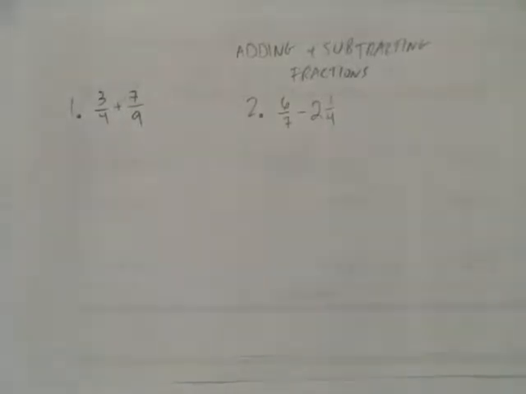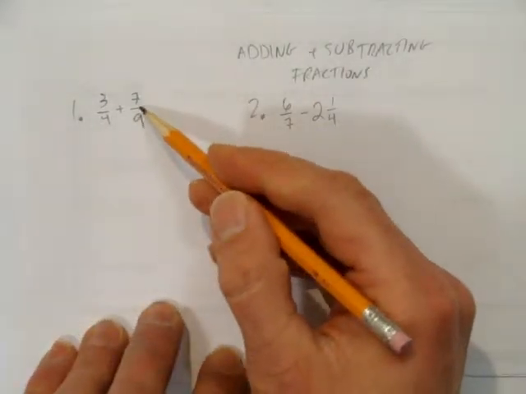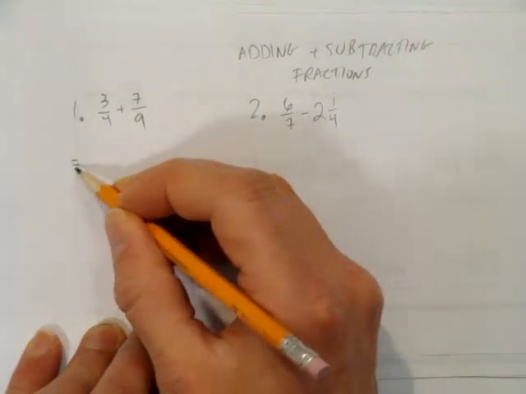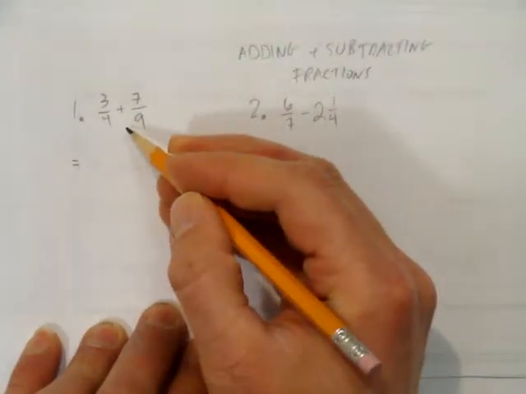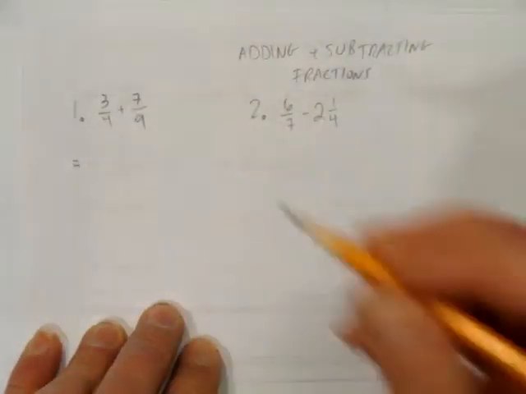In this video, we'll look at adding and subtracting fractions. Our first fraction is 3/4, and our second fraction is 7/9, and we're going to add them together. In order to add or subtract, you need to have a common denominator. Not necessary for multiplying and dividing, but it is for adding or subtracting.